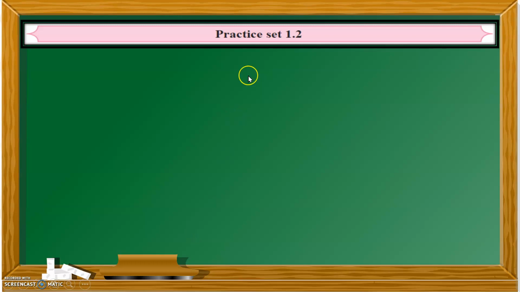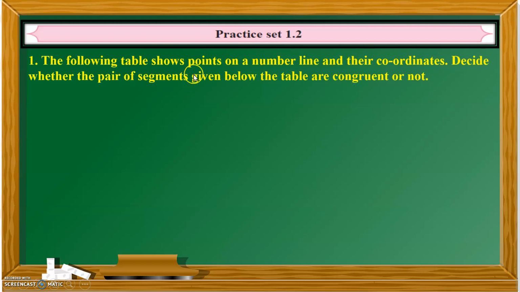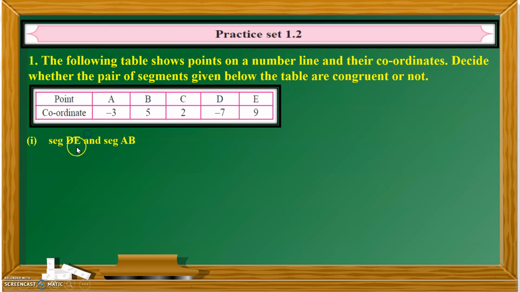We now start with practice set 1.2. In this practice set 1.2, the first question: the following table shows points on the number line and the coordinates. Decide whether the pair of segments given below are congruent or not. So this is the table, students, and the first pair is segment DE and segment AB. Now we have to find out whether the segments are congruent or not. In order to find them congruent or not, we are going to find out their lengths. If their lengths are equal, we will say that they are congruent. If the lengths are not equal, they are not congruent.